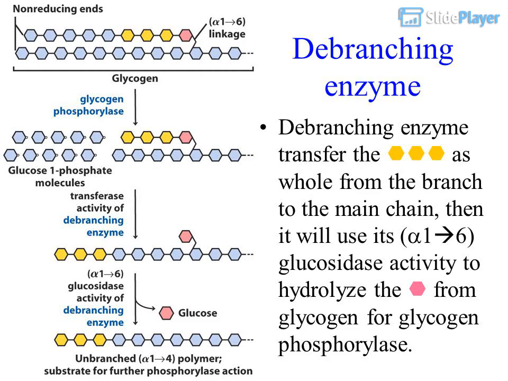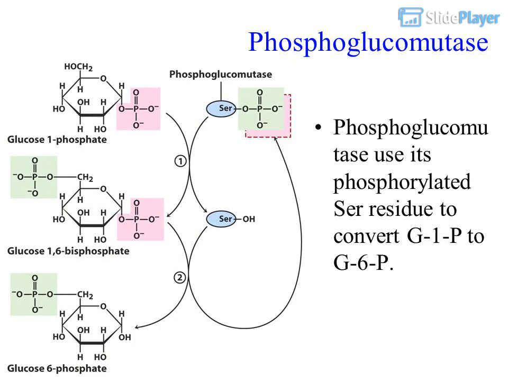Glycogen phosphorylase uses inorganic phosphate to attack non-reducing ends. Phosphorolysis, debranching enzyme. Debranching enzyme transfers the oligosaccharide from the branch to the main chain, then it will use its alpha-1,6-glucosidase activity to hydrolyze the glucose from glycogen for glycogen phosphorylase.